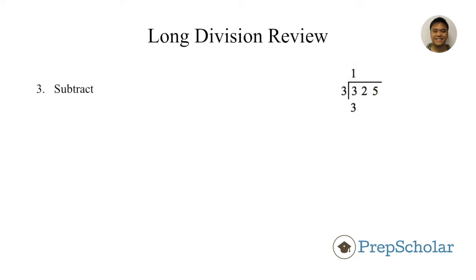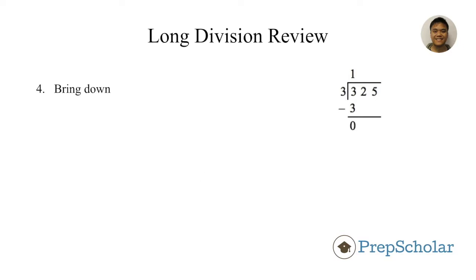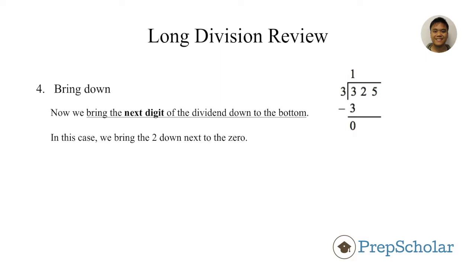Next, we subtract the number we just found from the number above it. In this case, we can subtract 3 from 3, which gives us 0, and we write the subtraction vertically, like this. Finally, we bring down, which means we bring down the next digit of the dividend to the bottom. The next digit is 2, so we bring it down next to the 0 at the bottom, which looks like this.